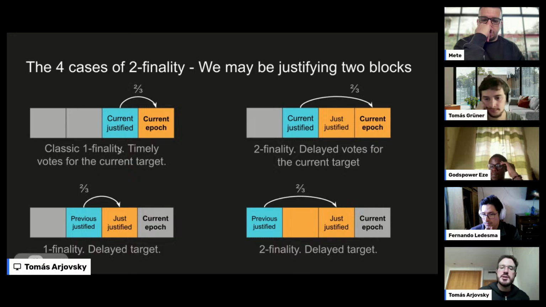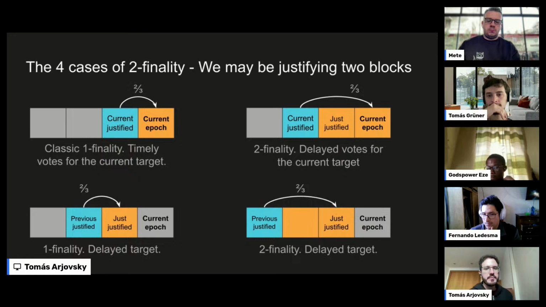So what we do is we not only save the current justified, but we also save locally in the beacon state what was the previous justified before that one, so that I am able to perform one finality on these 2, which are not the last 2, but the previous 2. And then this is basically the same thing for 2 finality. So these are the 4 cases that I could encounter.